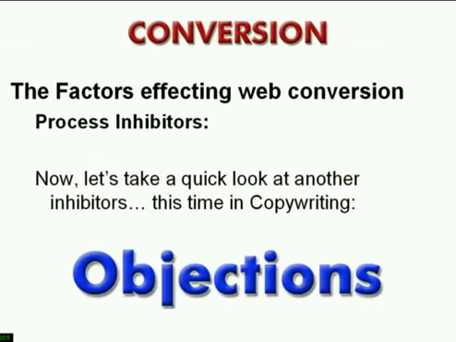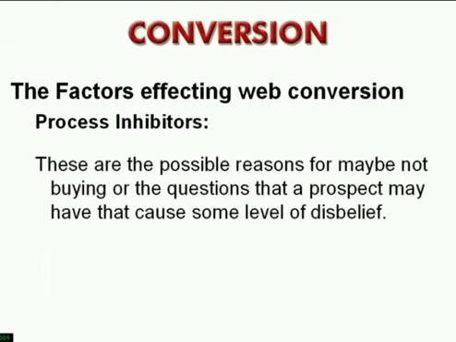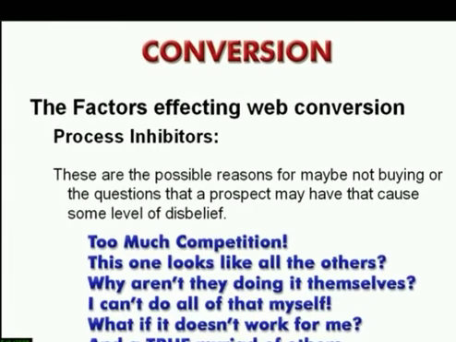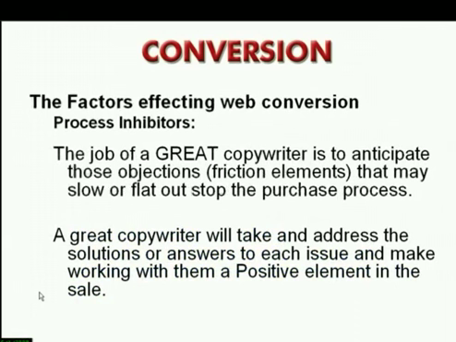Now, let's take a look at another inhibitor. This time, we're going to look at some elements in copywriting. And in big fat blue words here, objections. This is something that comes up for everyone as they go through a sales letter. You read through the letter. These are the possible reasons for maybe not buying, or the questions that a prospect may have that cause some level of disbelief. So as they're reading through it, a lot of pieces come up for them.